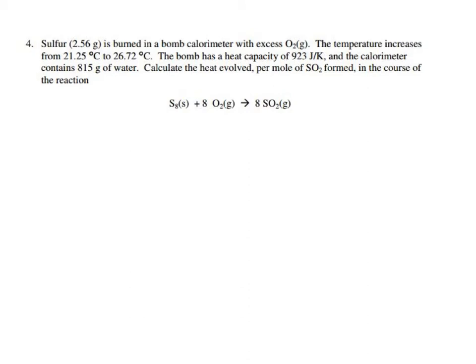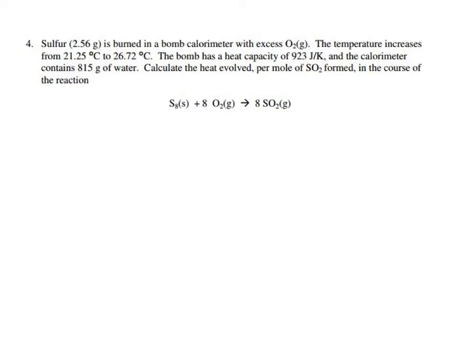Okay, so a bomb calorimetry problem. The trick with bomb calorimetry is you have to read carefully to see if it gives you the total heat capacity of the calorimeter or if it just gives you the capacity of the bomb itself, which is actually the metal container, and it gives you the amount of water. In this case, it's broken up. It's given the heat capacity of the bomb itself, the metal, and the amount of water.